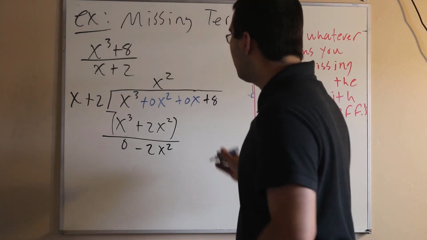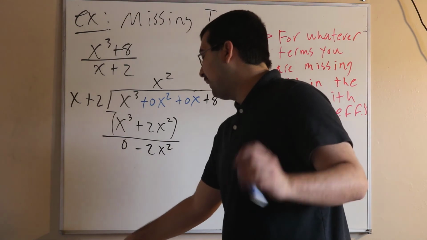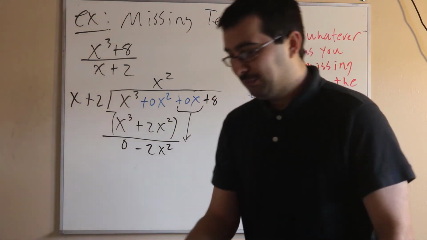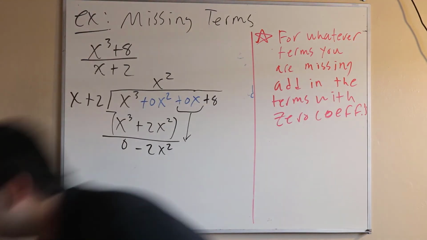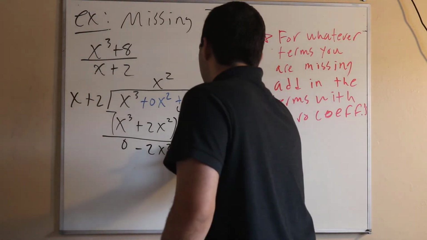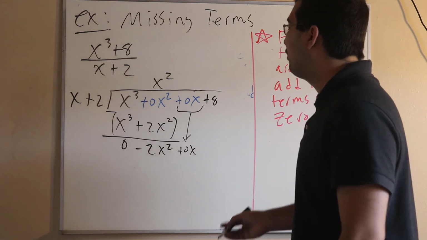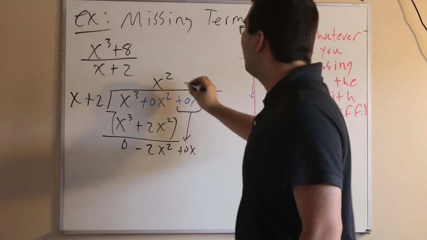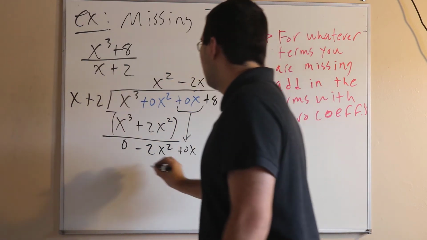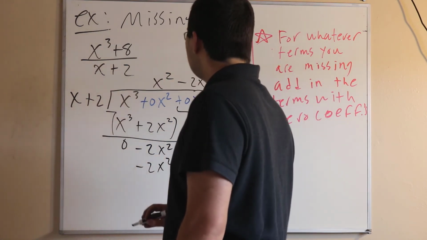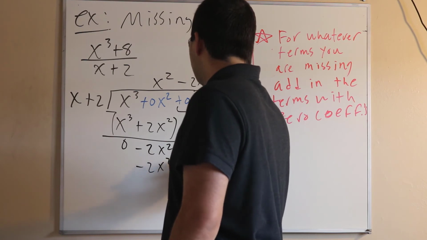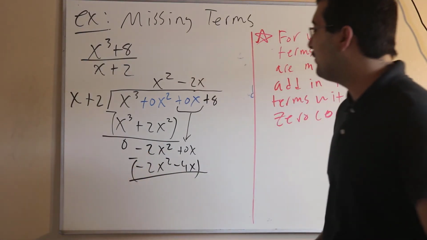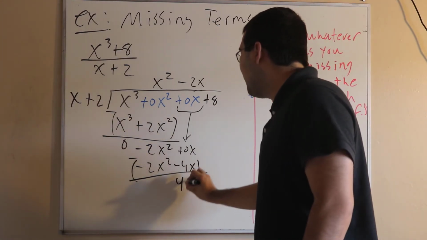I bring down my next term, and my next term is the 0x. All right? So we're not going to bring down the 8. We're going to bring down the 0x. And then I just continue with my normal process. I want to match minus 2x squared and x, so I need to multiply by a minus 2x. So I get minus 2x squared minus 4x. Remembering to put my parentheses to help me understand I need to distribute. So I'm going to get a positive 4x.